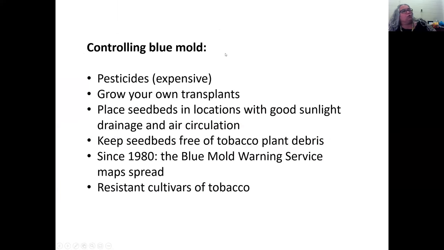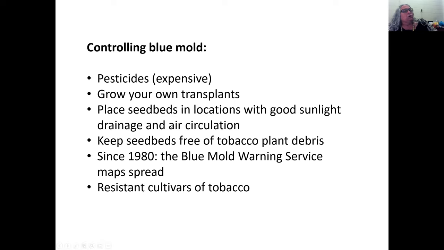Well, so how do you control blue mold? You can spray your plants with pesticides, but that's expensive and of course bad for the environment. Instead of buying transplants from someone else and maybe bringing the disease into your field, you can grow your own transplants. You can place seed beds in locations with good sunlight because these spores are very, very sensitive to ultraviolet.